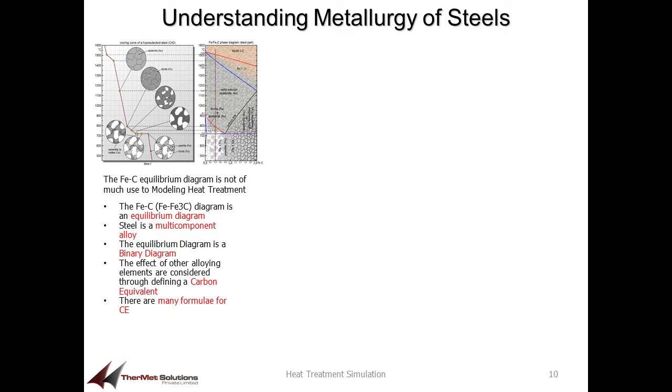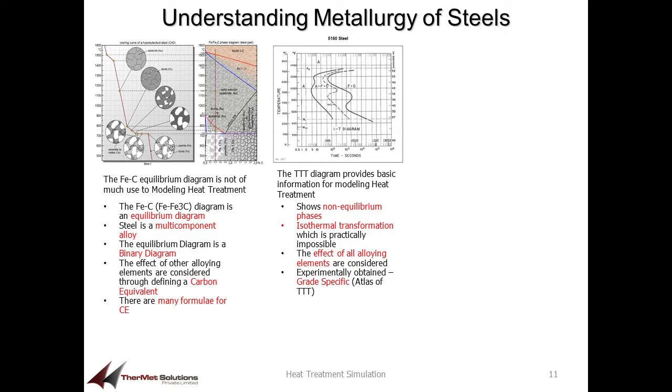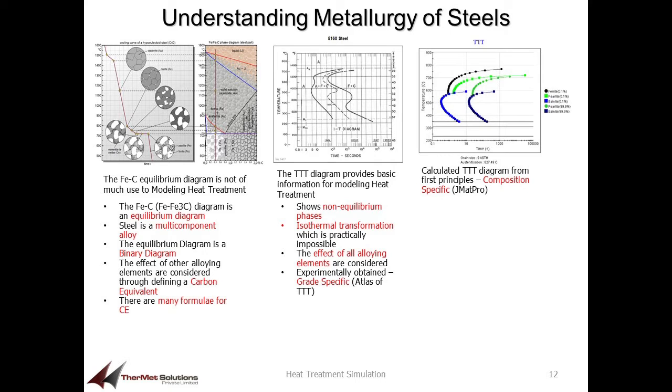All these things make the equilibrium diagram not a very convenient source for modeling austenite transformation. So we generally go to the TTT diagram, which provides basic information for modeling heat treatment. It shows non-equilibrium phases as against the equilibrium phases in the iron-carbon diagram. Again, it is an isothermal transformation, which is practically impossible, a point that has to be stressed. Now, the generally available or published data is only grade specific, but the individual elements may also affect it, and for this purpose, TTT diagrams can be calculated from first principles. For that matter, JMatPro software is one source for computing TTT diagrams given the basic composition.